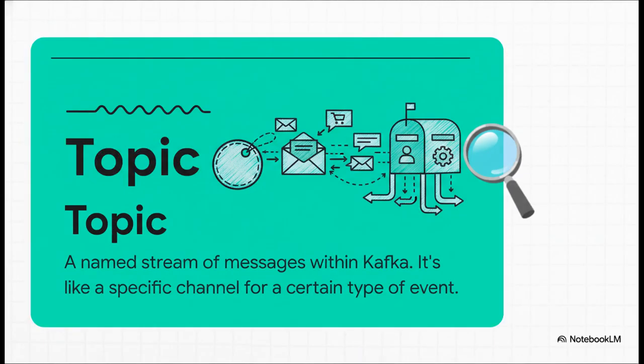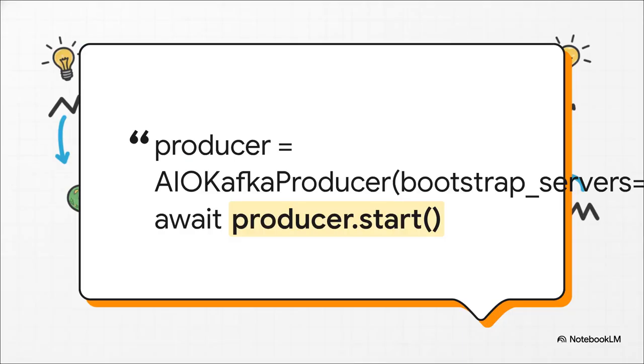And that where is what's called a topic. A topic is just a named category or a stream for messages. You could have an orders topic for new orders, a users topic for new signups. You get the idea. It's the specific mailbox where we're sending our letters. Now let's look at the code.